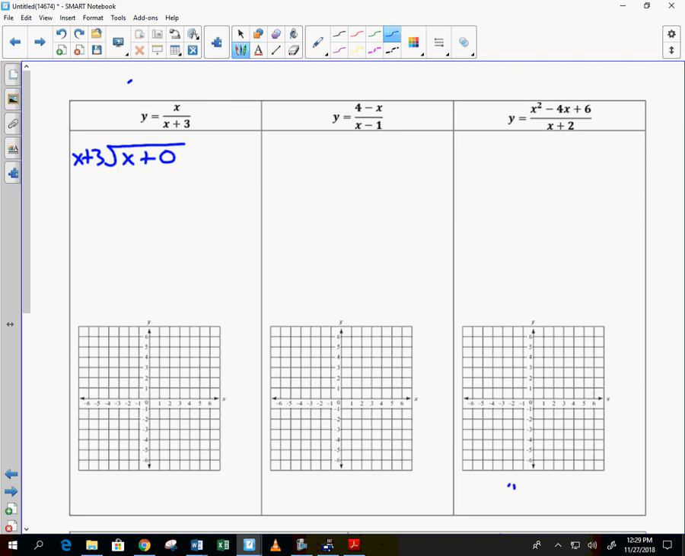Do you remember how to do this? What do we multiply x by to get x? We multiply by 1, and we get x plus 3. Subtract. -3. So if I were to write this out, I would write it as 1 minus 3 over x plus 3. The remainder over the divisor.